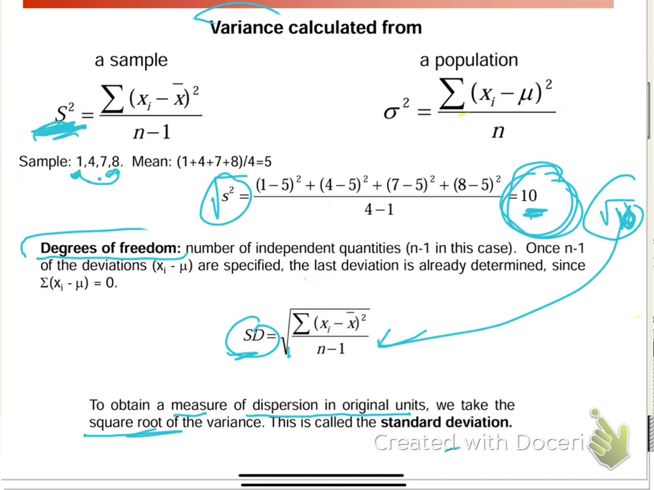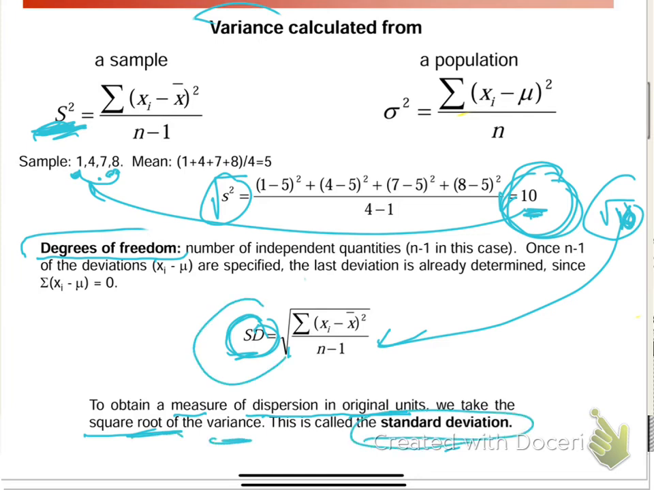So in order to get it in the same unit and compare it with this data, I have to get the square root. That's why they said it's better to have the standard deviation. To get the dispersion in the original units, we have to use the square root of the variance, which is called the standard deviation. Both of them measure the dispersion, how spread out the data is, but standard deviation is the square root of the variance.